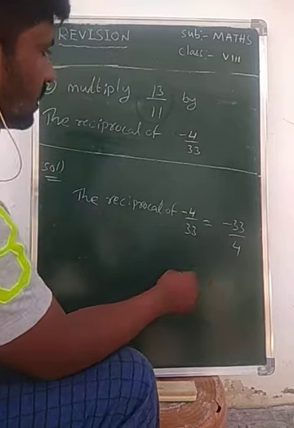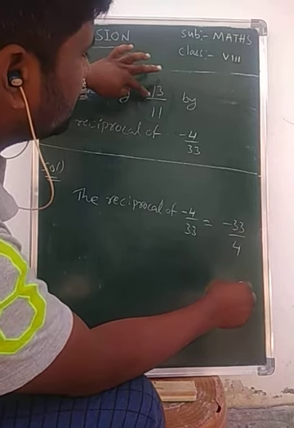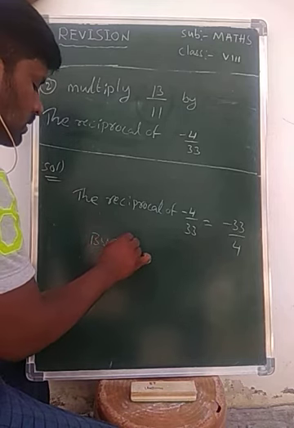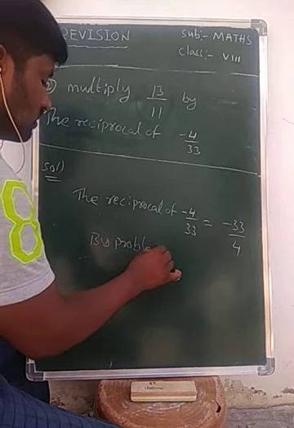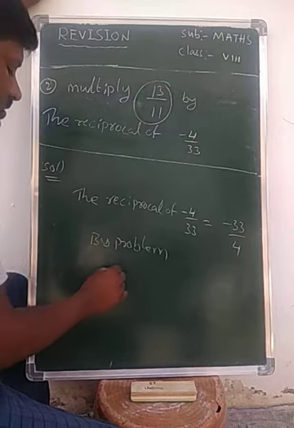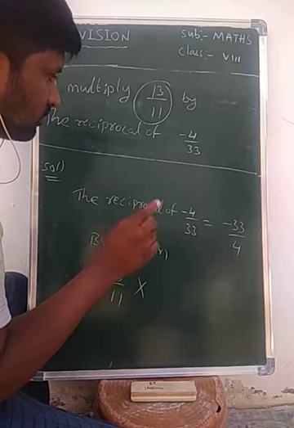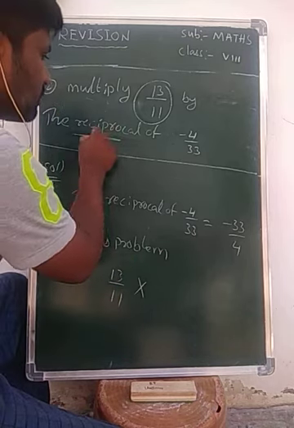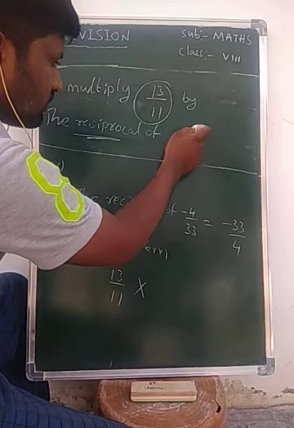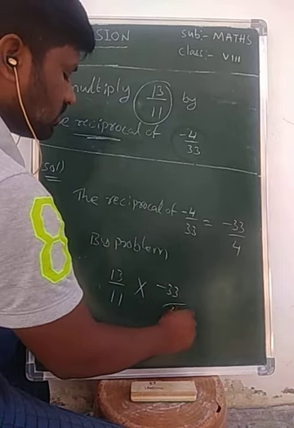Okay. Now according to the question, we should multiply 13 by 11. We have to multiply 13 by 11 with what? By the reciprocal of minus 4 by 33. What is the reciprocal of minus 4 by 33? That is minus 33 by 4.